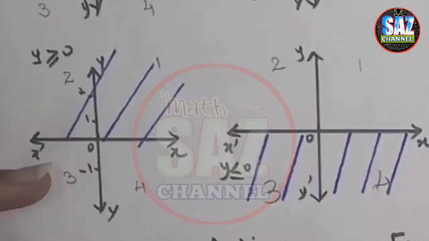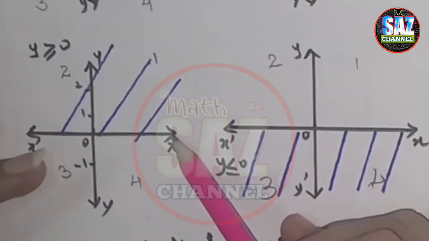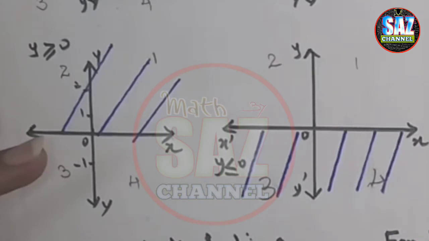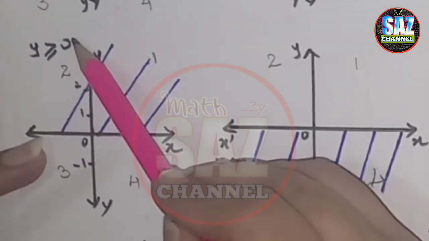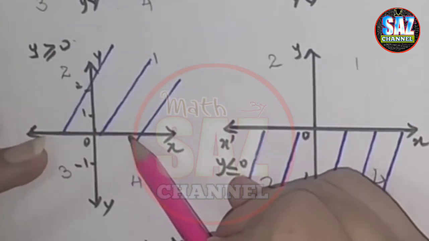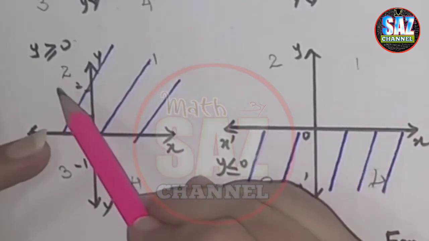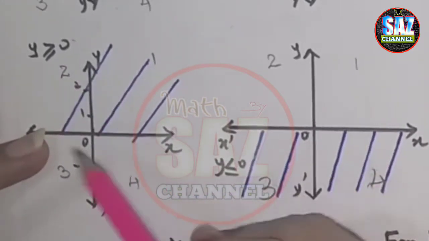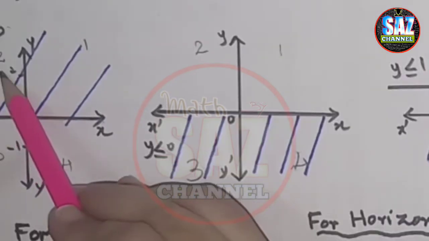Coming to the next situation, we know that when any point is on the x-axis, its y value is 0 and the equation of the x-axis is y equals 0. Now, in order to shade y greater than or equal to 0, it means we need the positive values of y, and we know y values are positive in the first and second quadrant. So for this situation, you will be shading your first and second quadrant.